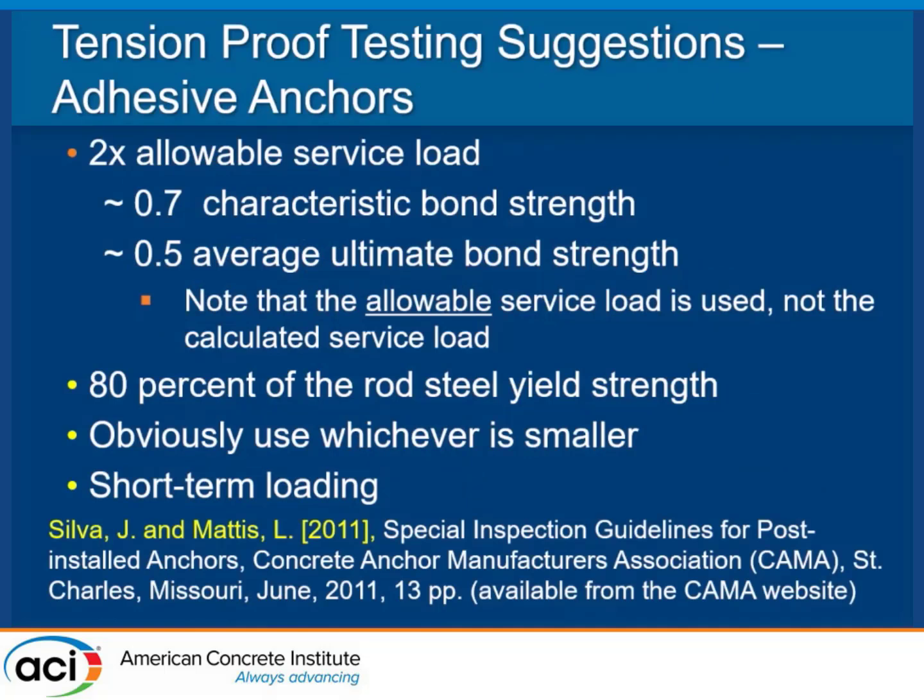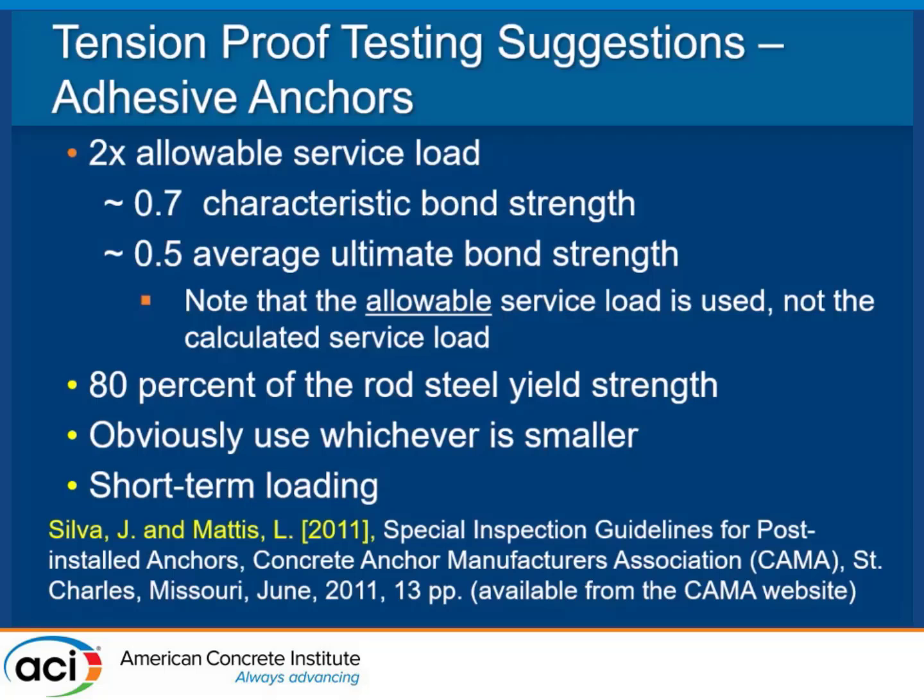But when it comes down to the actual proof loading, typically it's 2 times the allowable service load or 80% of the rod steel yield strength, whichever is smaller. And the amount of time you apply is kind of up to you. There is some direction here. Silva and Mattis, the Special Inspection Guidelines for Post-Installed Anchors from CAMA.